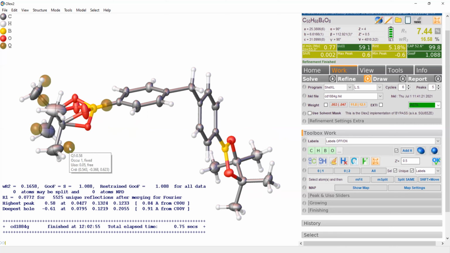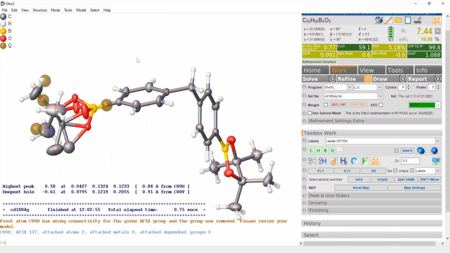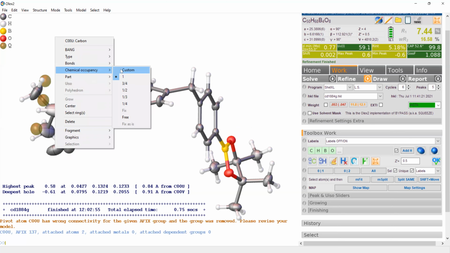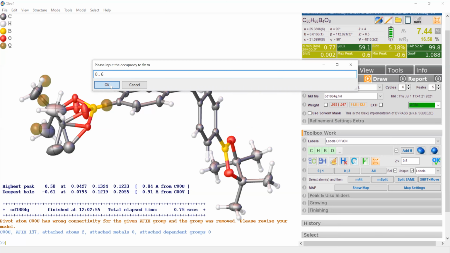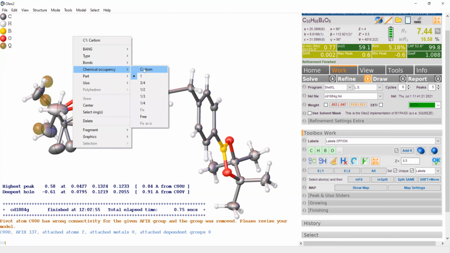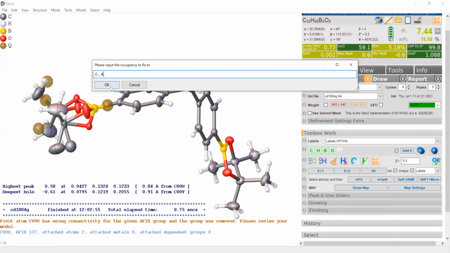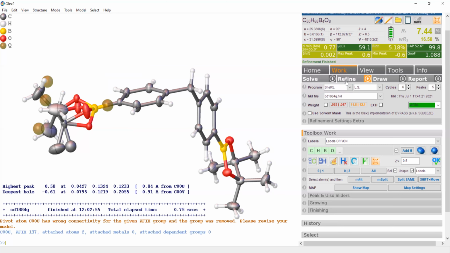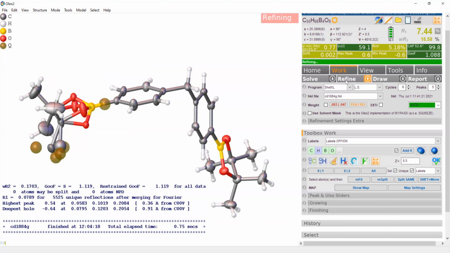So what I'm going to do is right click, change this to a carbon. And this is okay. You see how it bonds to this here? Well, remember this is part 2. So this methyl group will be part 2. And remember part 2 is 60% occupied. So we're going to change that to 0.6. And then this carbon atom goes with this oxygen atom, which is part 1. And part 1 is 40% occupied. And so now if we refine, let's see if we have a better result.